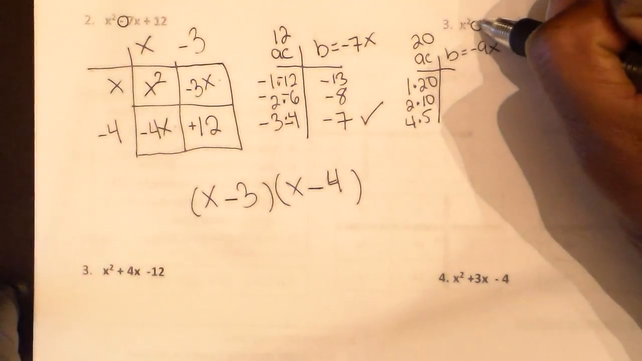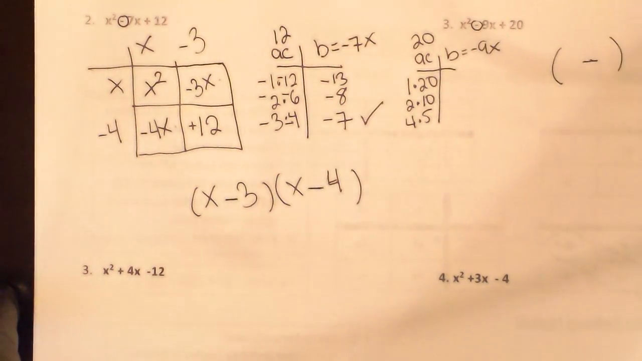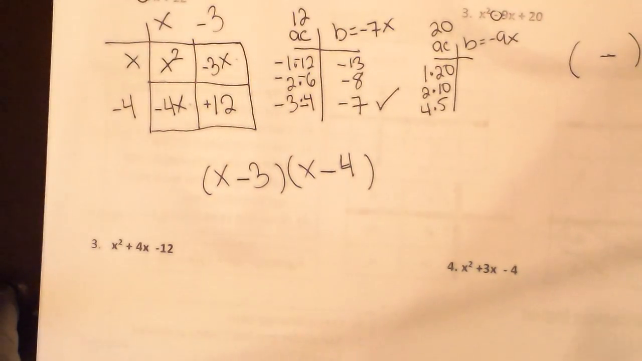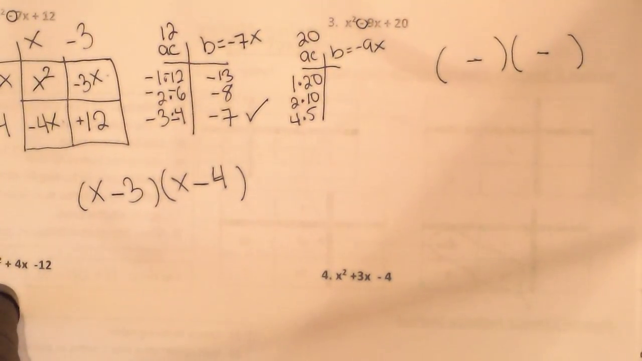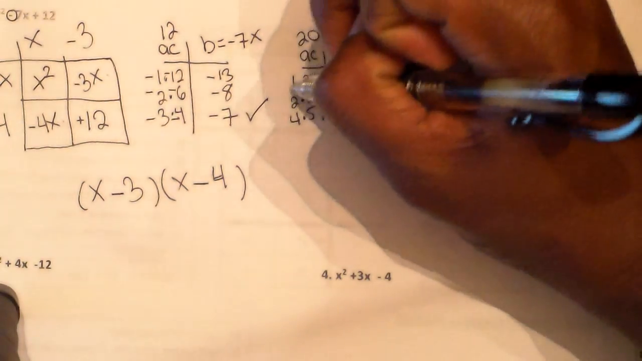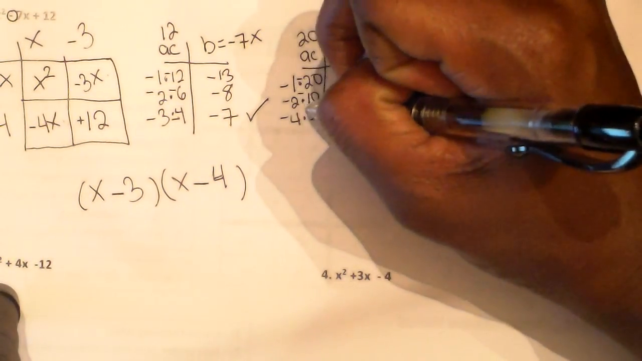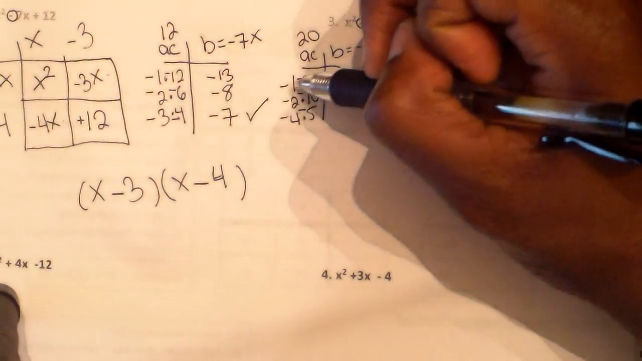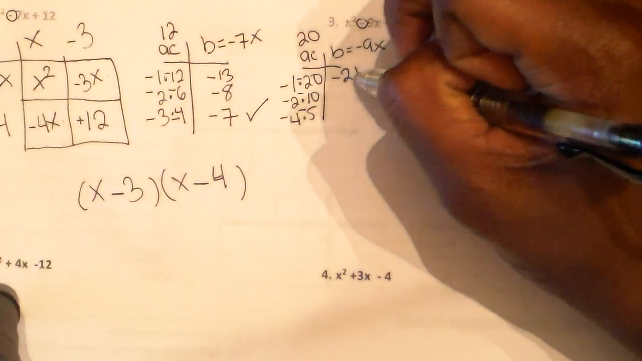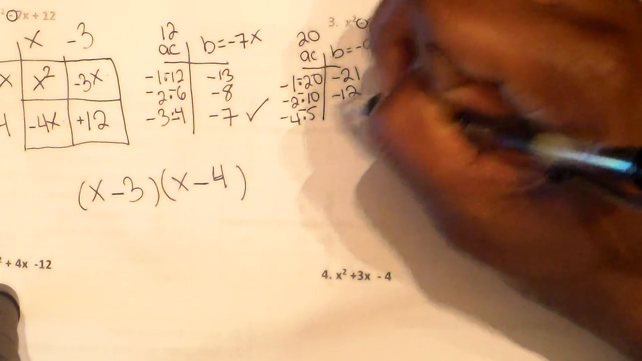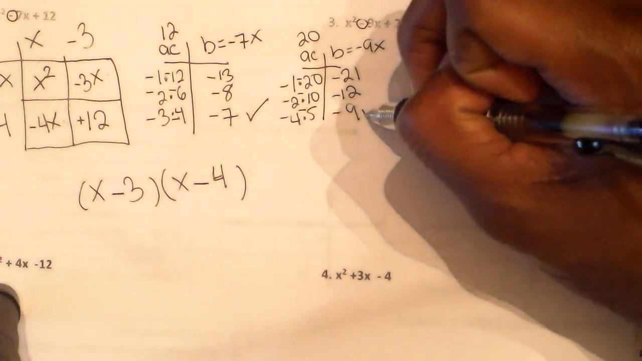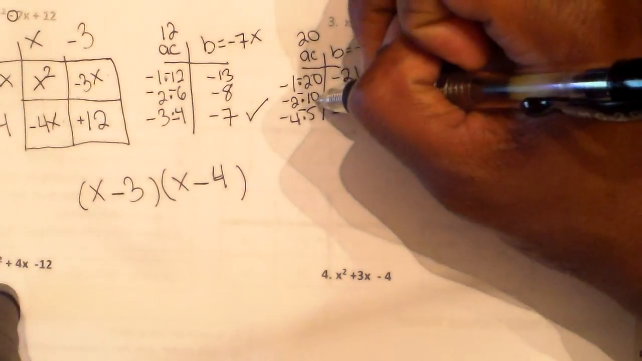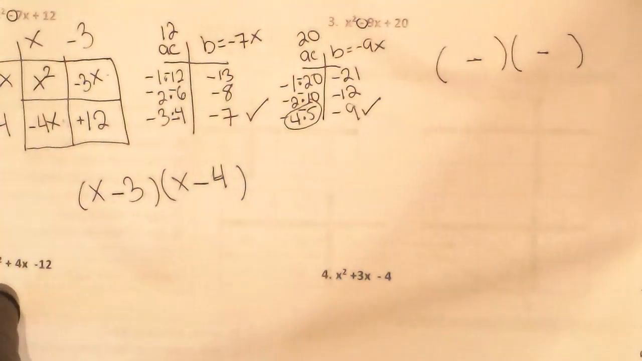The first sign's a negative. Negative times a positive, the second sign is also going to be a negative. So that means both of my numbers inside the factors are going to be negative again. And let's add them up. Negative 1, negative 20, that's going to be negative 21. Negative 2, negative 10, that's going to be negative 12. Negative 4, negative 5 is going to be negative 9. We're trying to get our middle term equal to negative 9. So once again, the last one works. So that means negative 4x and negative 5x worked, right?